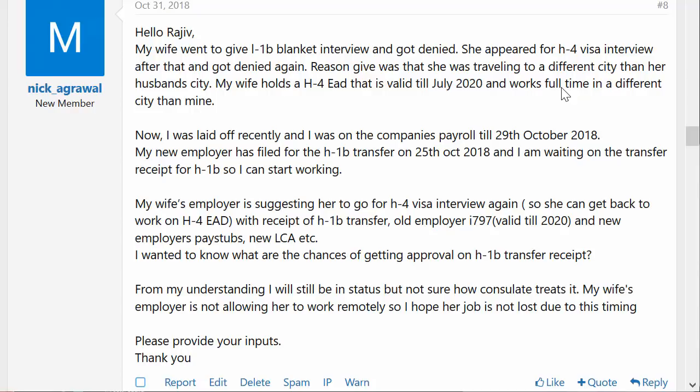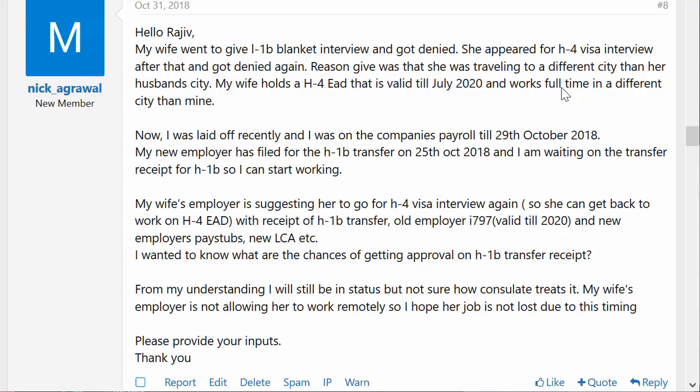Now I was laid off recently. New employer has filed for the H1B transfer. Waiting for the transfer. My wife is suggesting to go for H4 again. Don't go for an H4 visa interview again until your transfer is actually approved. Consulates are not going to approve that case easily. I would be surprised, especially with this history. So they'll probably give it some extra scrutiny. So I would suggest don't apply for an H4 just now. Go ahead and get your H1B transfer done, then apply for your H4 visa.